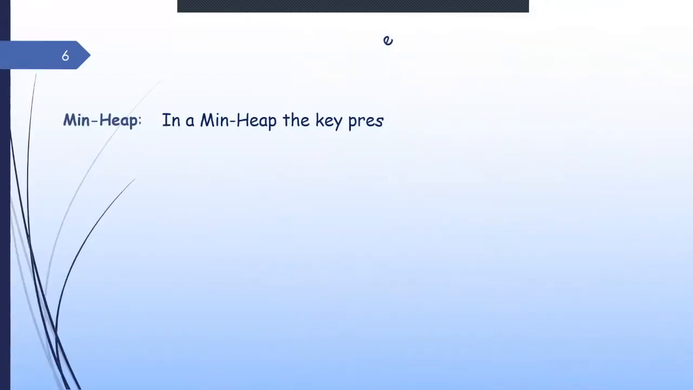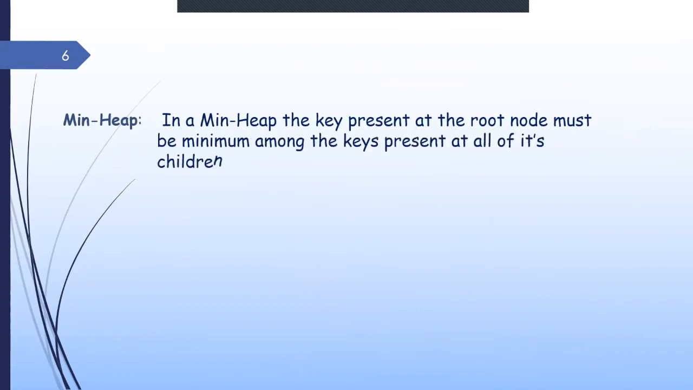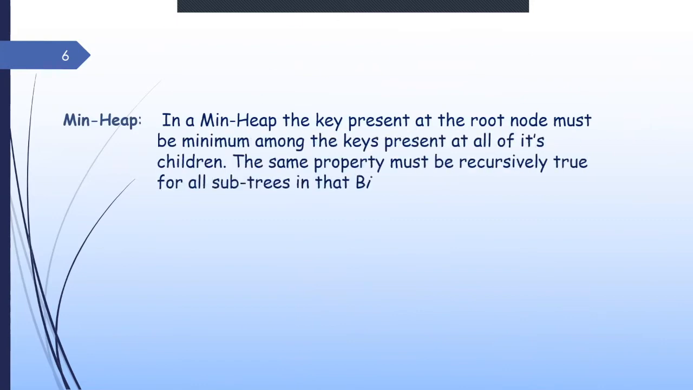Min heap. In a min heap, the key present at the root node must be minimum among the keys present at all of its children. The same property must be recursively true for all subtrees in that binary tree. Graphical representation.